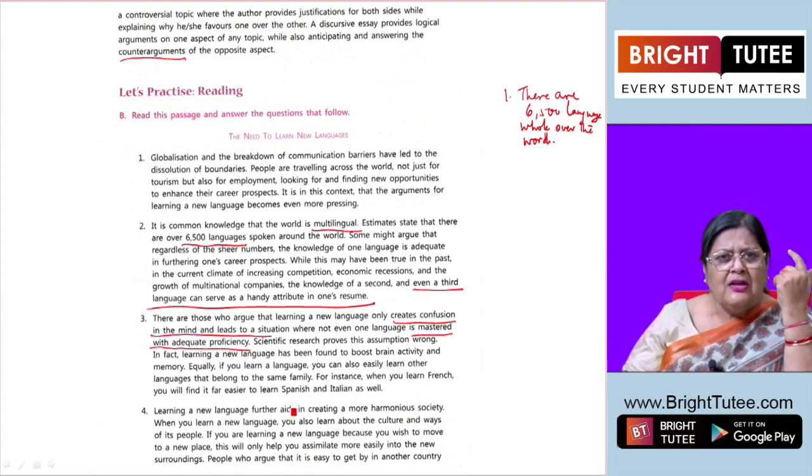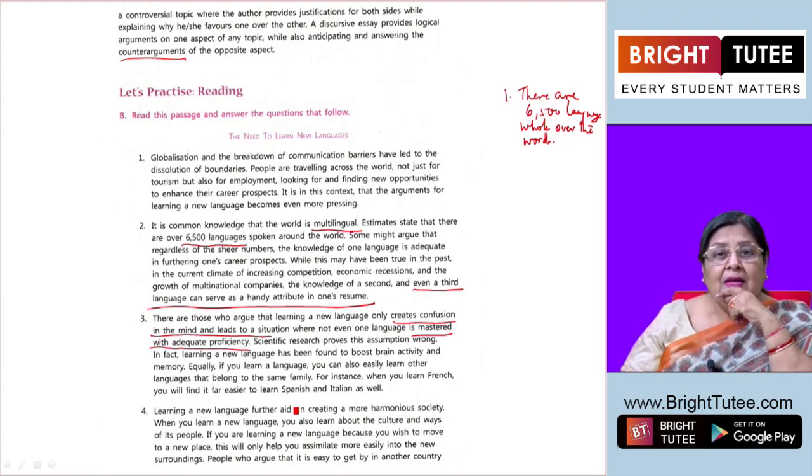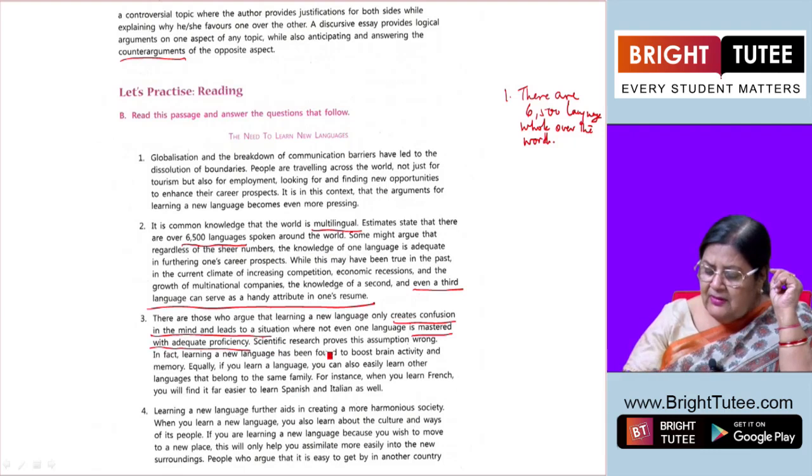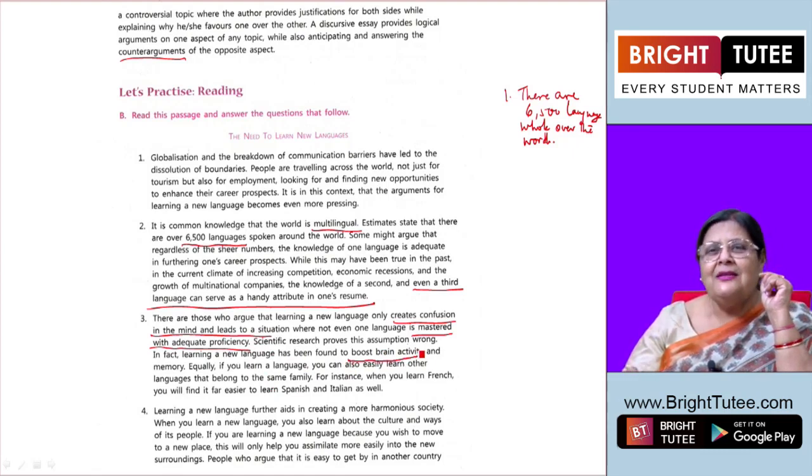This is partially right, I think. You should definitely learn multiple subjects, but first, the subject which you need most, you should be very thorough about it. Scientific research proved this assumption wrong. In fact, learning a new language has been found to boost brain activity.